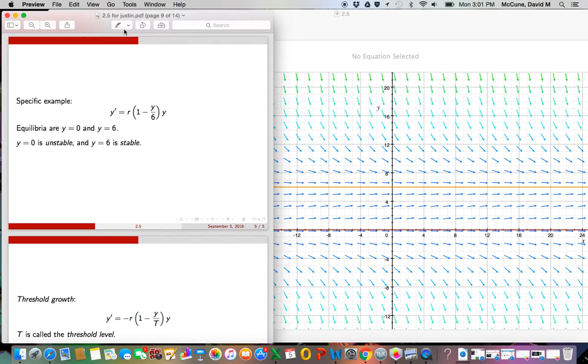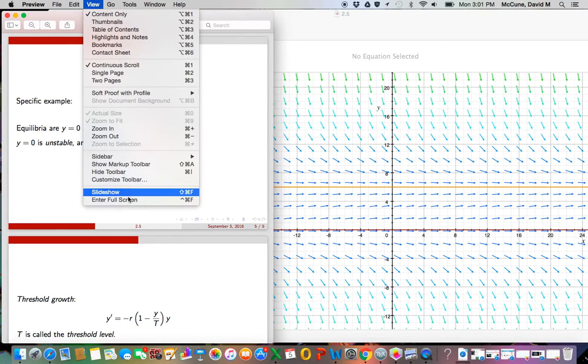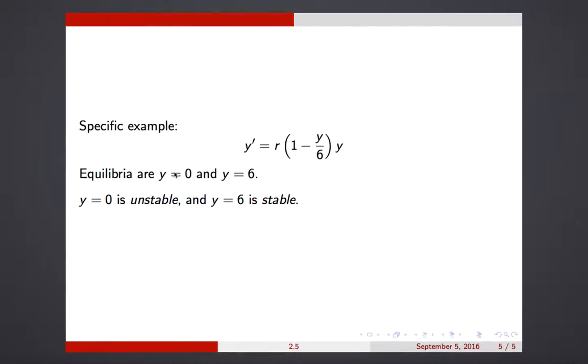So if this is modeling a population of deer or something, we now know that extinction, when the population reaches 0, is unstable. So we would expect deer populations to flow away from that. We would expect them to flow towards 6,000, or whatever the units are, individuals in that population.